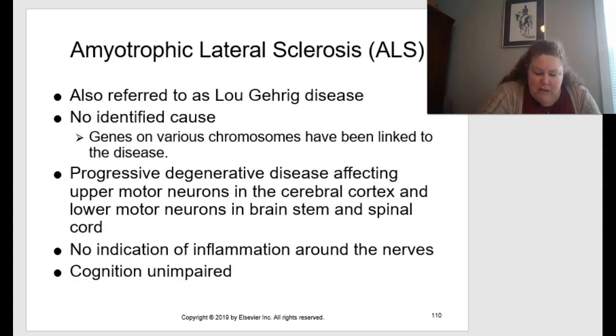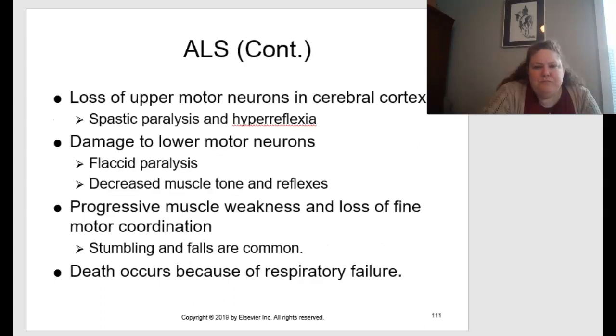So moving on to ALS, this is on page 373. This is also known as Lou Gehrig's disease. And again, we don't exactly know the identified cause, but we do know that there are genes on various chromosomes that have been linked to the disease. We also have progressive degenerative diseases that are affecting the upper motor neurons in the cerebral cortex and the lower motor neurons in the brainstem and the spinal cord. There is no indication of inflammation around the nerves, and cognition is unimpaired.